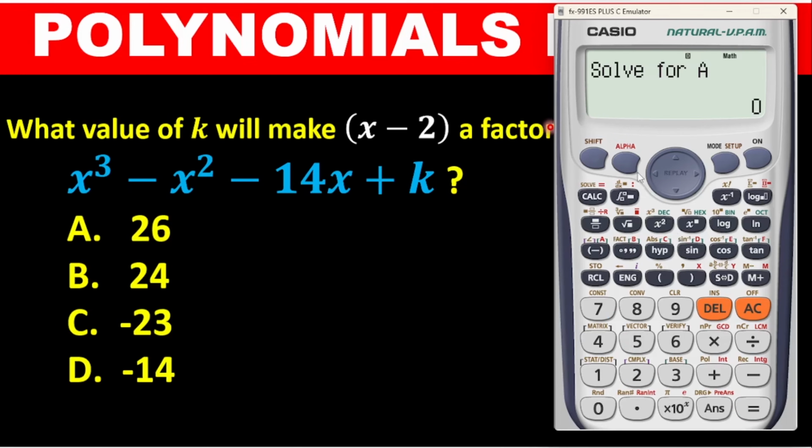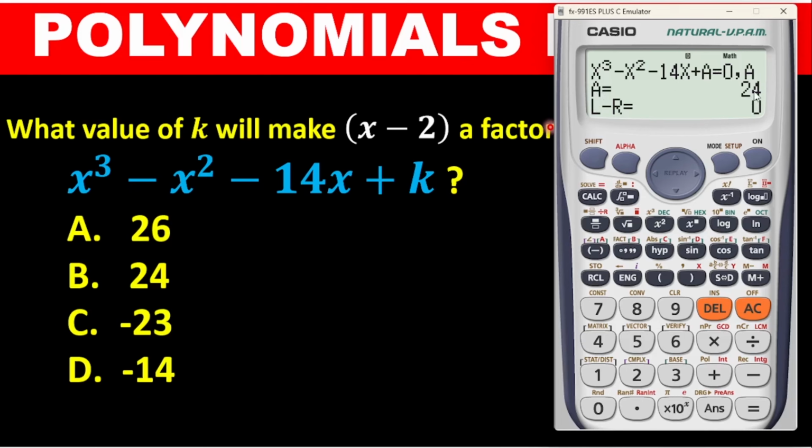The calculator is asking you, are you sure you are looking for A? If yes, then press the equal sign again. So remember the first one, you press the equal sign button and then you get this solve for A. When you are sure you want to solve for A, simply press the equal sign button again and it will give you the value of A. So here you see that A is equal to 24.